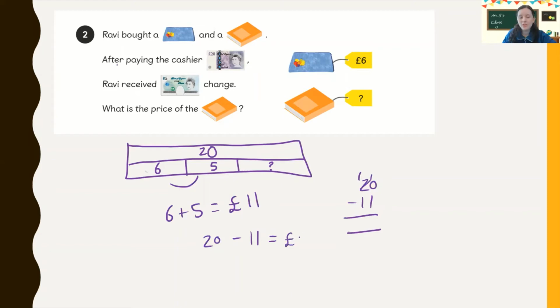Should have £9. So the book is £9, which is about average for the price of a book, actually, I would say. So that is our missing number. It's just a missing number problem phrased in a slightly tricky way, but actually it's not that tricky.